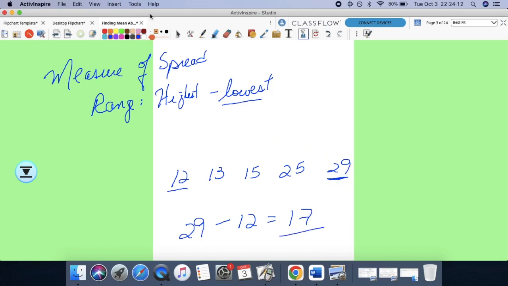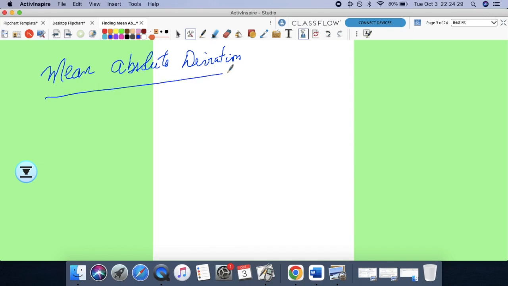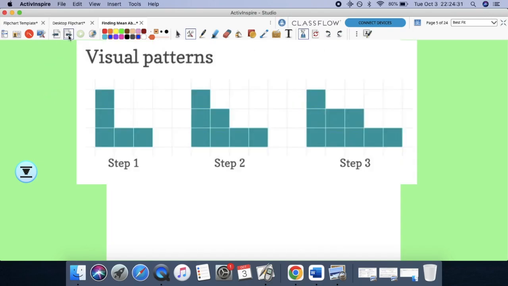So that's what we talked about, right? So now today, we're going to talk about something called mean absolute deviation. Right, that's what we're doing today. So mean absolute deviation, okay.